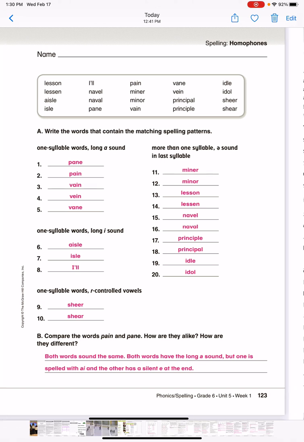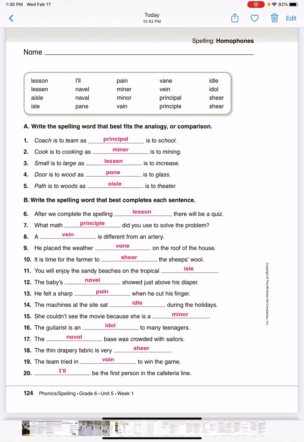Okay. All right. At the top, we have analogies, where you find the relationship between the first two. Coach is the leader of a team, just like a principal is the leader of a school. A cook, their job is cooking, whereas a miner, their job is mining. Take a moment and look at those answers. And at the bottom, we're just completing the sentences.